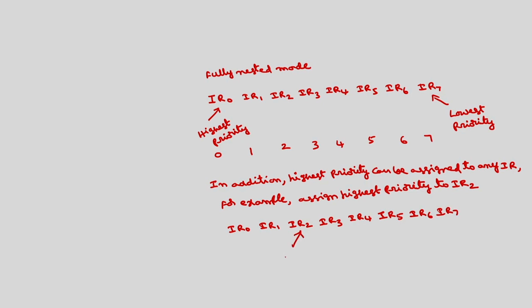Now I am assigning the highest priority to IR2, meaning priority 0. Automatically the next IR becomes priority 1. Priority 2 is IR4, priority 3 is IR5, IR6 is priority 4, IR7 is priority 5, then IR0 is priority 6, and IR1 is priority 7, which is the lowest priority. This is called nested mode. So, the second mode is called automatic rotation mode.